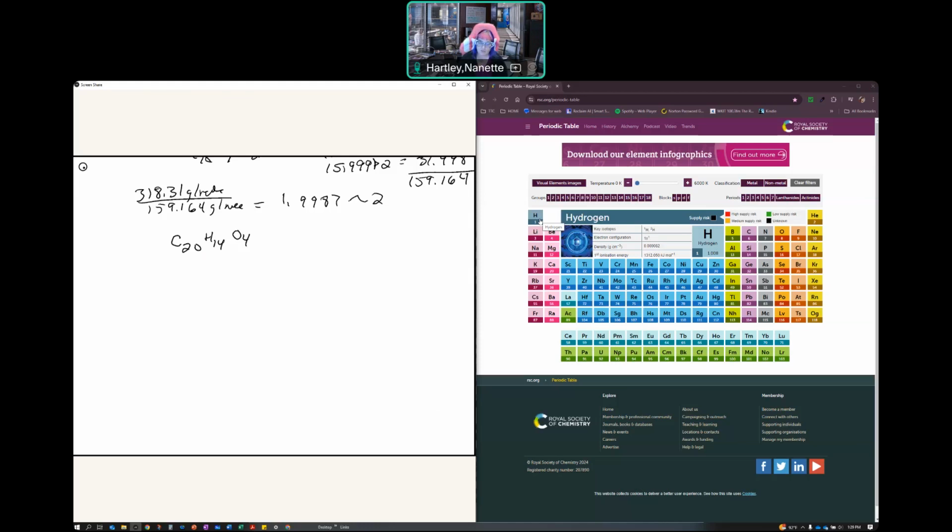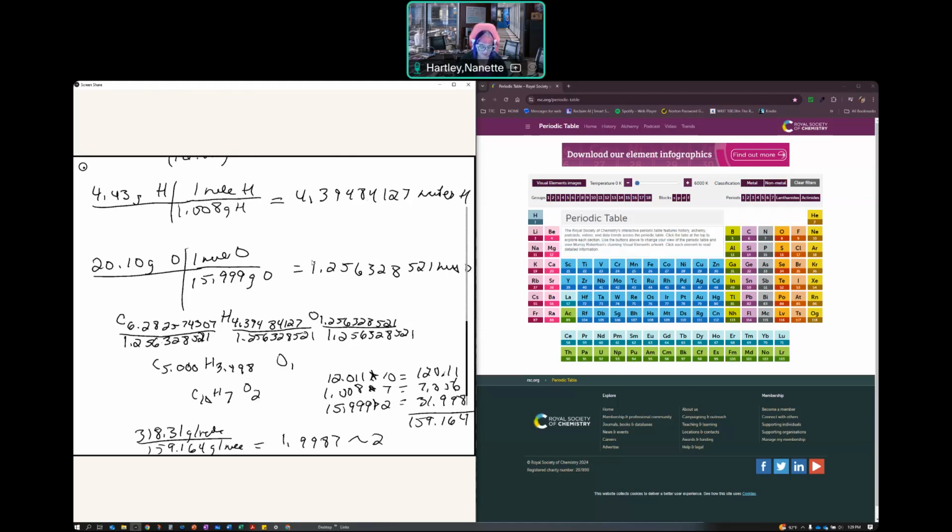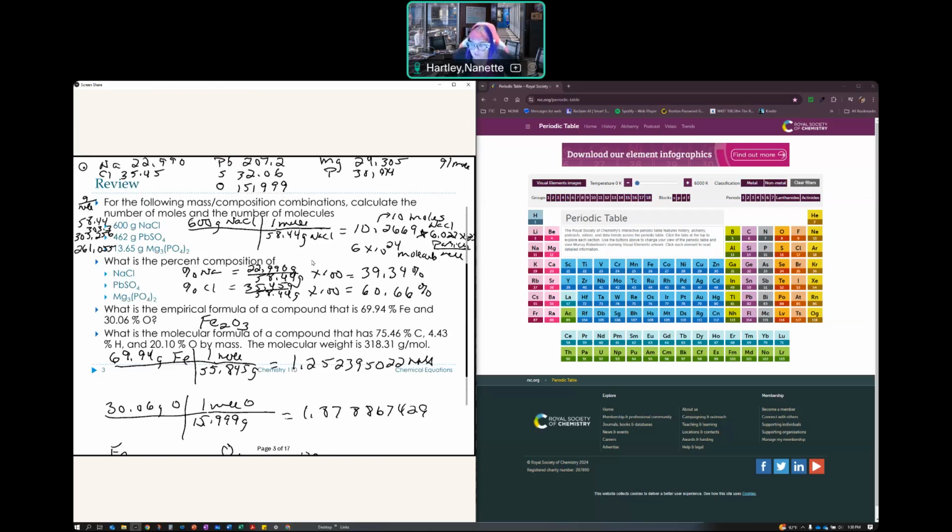Does that make sense? So I know that my empirical formula was not enough to get me to the mass that I needed. So the mass here being 159.164 wasn't enough to get me to the 318.31. I needed to multiply by 2. That got me to C20H14O4, and that mass was 318.3. Okay, so that was consistent with the mass that I'm supposed to calculate. So that is our review of the things that I was doing the last time.